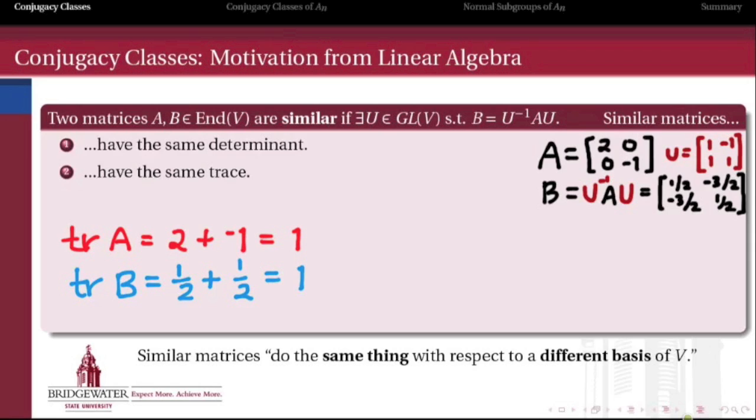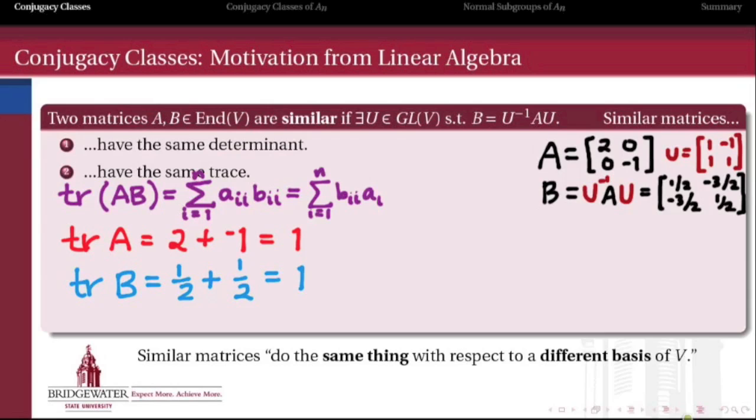And the reason that these traces have to be the same for A and B is a little bit less obvious, but it turns out that it relates to this fact, that the trace doesn't actually care which order you multiply your two matrices. In general, remember, if I multiply two matrices A and B in one way versus the other, I get a different answer. But it turns out that because of the way matrices are multiplied, the entries on the diagonal of AB are the same as the entries on the diagonal of BA. The entries on the diagonal are just the sum of the diagonal elements in the A's and the B's, and so it doesn't matter which order we do that.